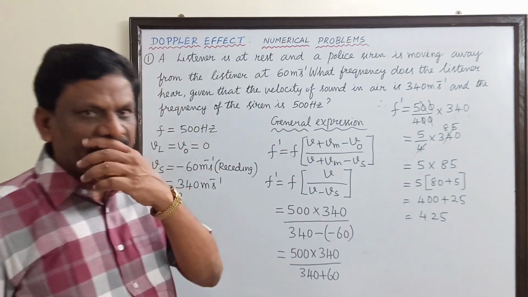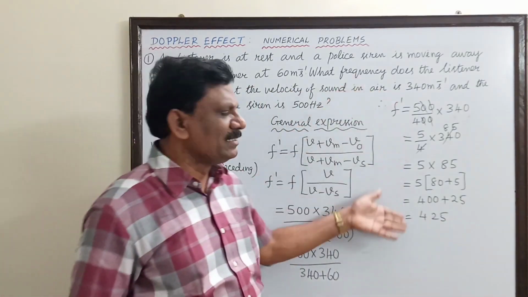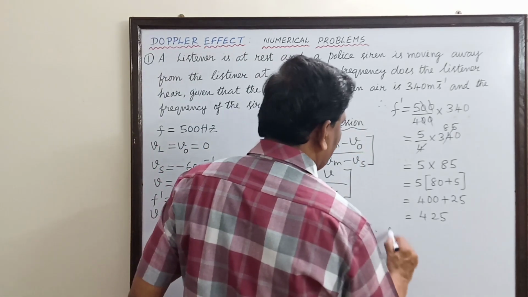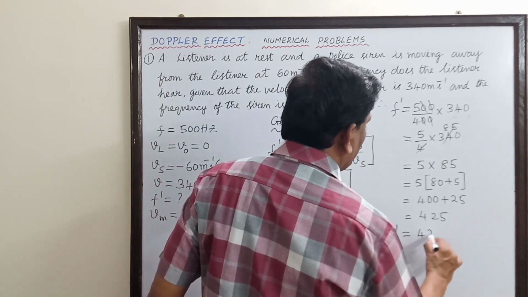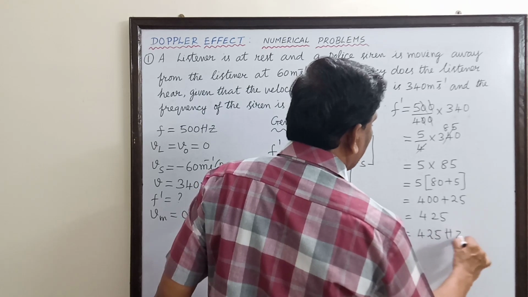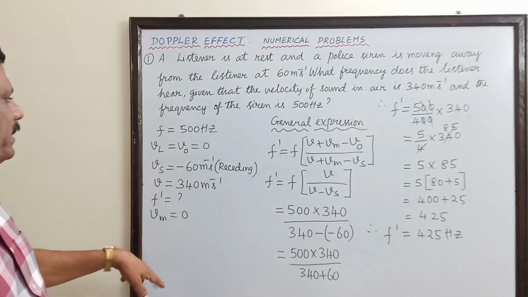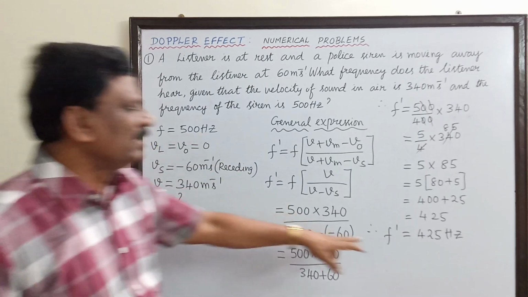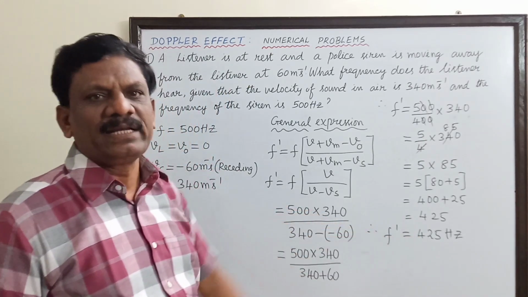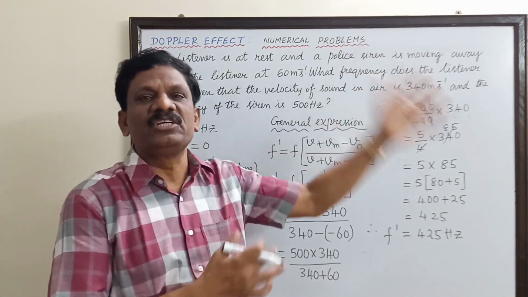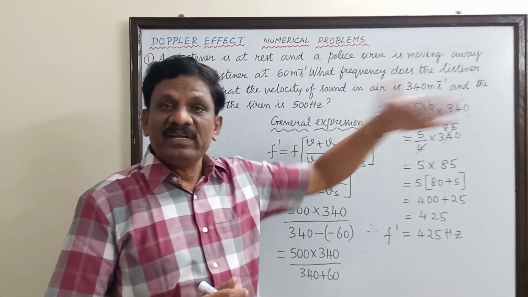You can also use a calculator. It is the shortest method which I am suggesting. Therefore, the apparent frequency F dash is found to be 425 Hertz. The actual frequency is 500 and the apparent frequency is 425 because the source is going away from the stationary observer. It is receding.